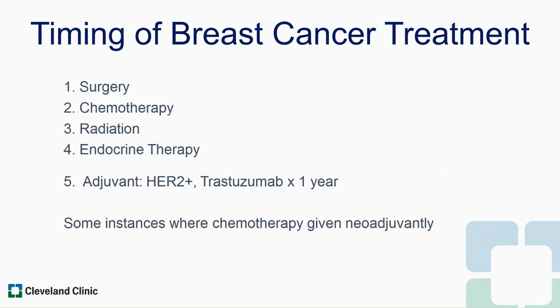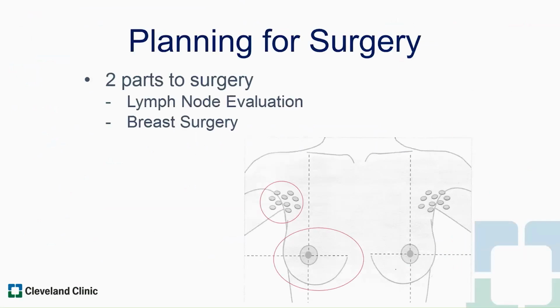Now, there are some instances where chemotherapy is given neoadjuvantly. But let's talk about surgery first. If we have somebody with an early stage breast cancer who's going to go to surgery first, there's really two parts of surgery that we need to discuss with the patient and plan for. The first one is lymph node evaluation, and the other one is the actual breast surgery component. So let's talk about management of the axilla first.